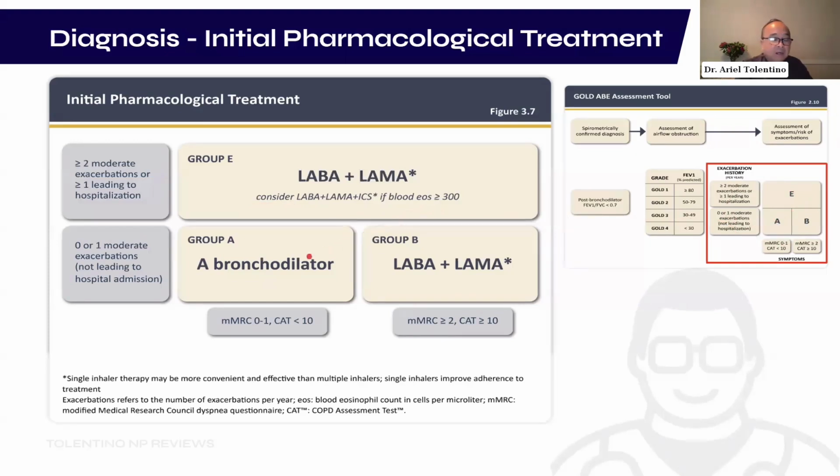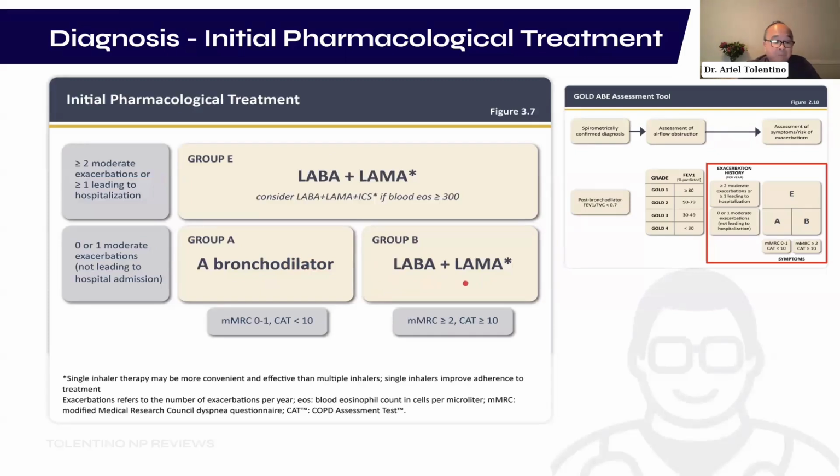For group A, we could, of course, use a bronchodilator. We could even give an example like a short-acting beta agonist, like albuterol or levalbuterol. You can also give a long-acting beta agonist in the form of formoterol or salmeterol, because those are examples of bronchodilators.